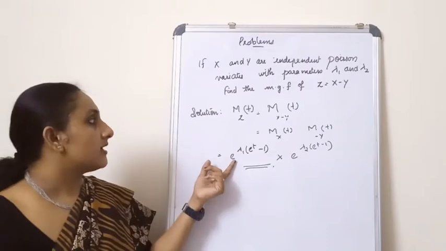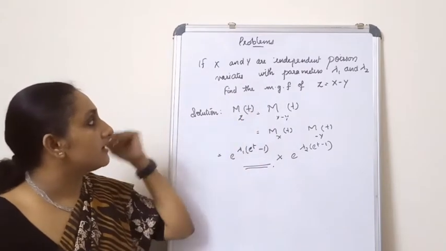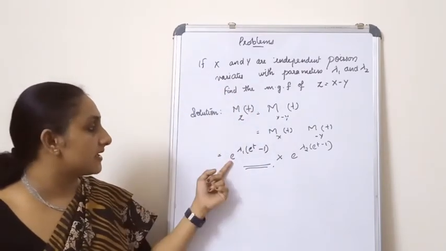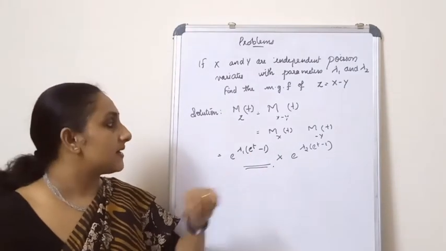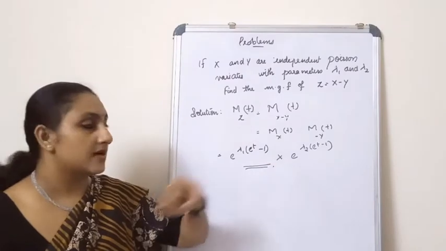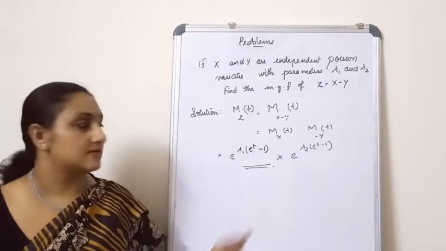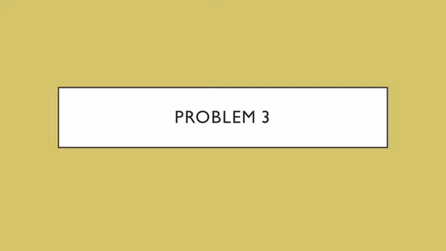So here lambda 1 is the parameter of X. So we get e raised to lambda 1 into (e raised to t minus 1), multiplied by, in this case, e raised to lambda 2 into (e raised to t minus 1). So this is the final answer.